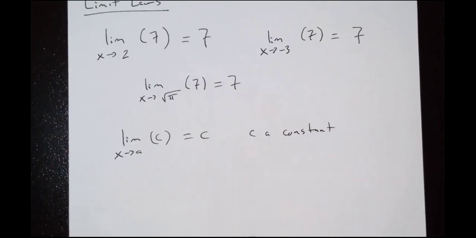And really, intuitively, it's because the y values don't change, no matter what I'm doing to the left of a or to the right of a. As I approach a, those y values stay the same. They never move. Does that make sense? Okay.